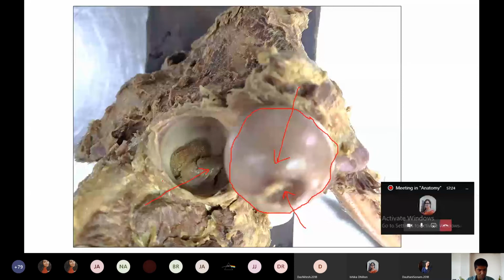See here, this is the acetabulum. Oh, my circle is not going well, but I hope you can understand. Sometimes while drawing with the ink in the computer, it will be like this. So this one is the acetabulum, the cup-like structure. Within this, you can see the ligamentum teres femoris, also called the ligament of the head of the femur, which is attached here into the fovea capitis, and here into the hip bone at the transverse acetabular ligament, isn't it?